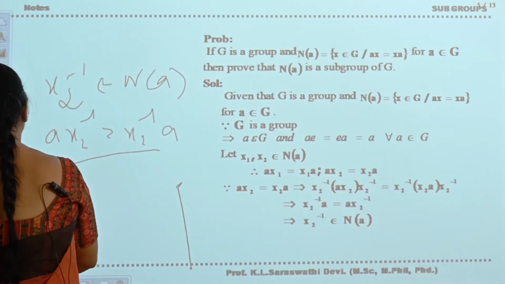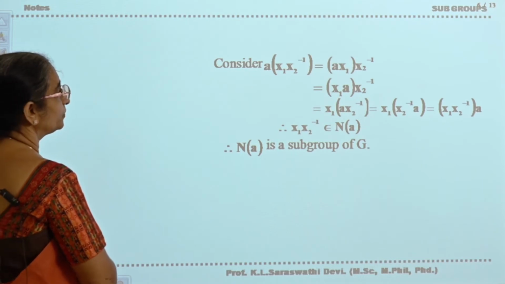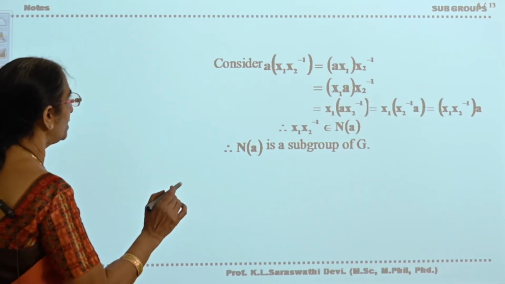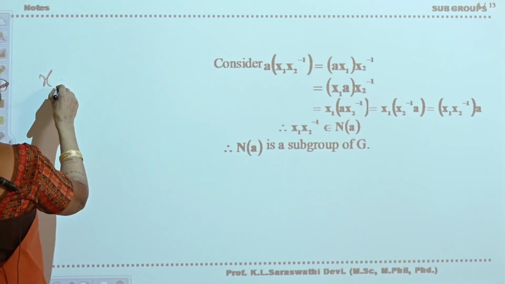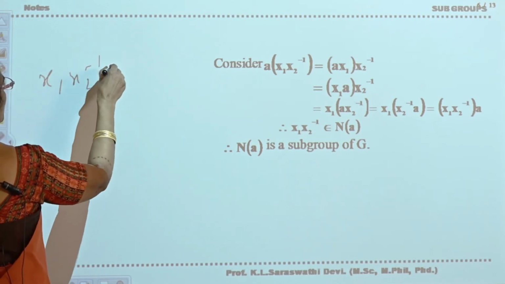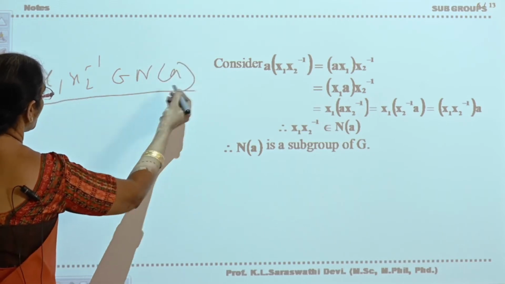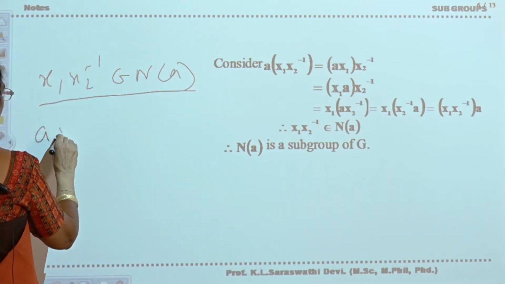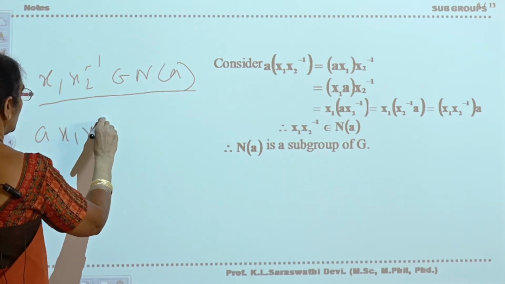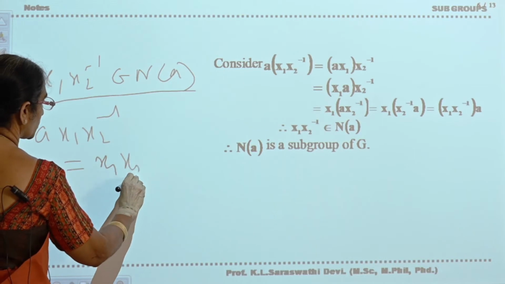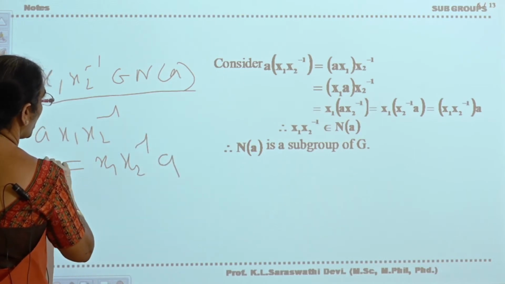Now see next. They consider A x1 x2 inverse. What is your idea? Your idea is you want to show that x1 x2 inverse belongs to N of A. In order to say that, what you have to prove? A x1 x2 inverse should be equal to x1 x2 inverse A. This you have to prove.